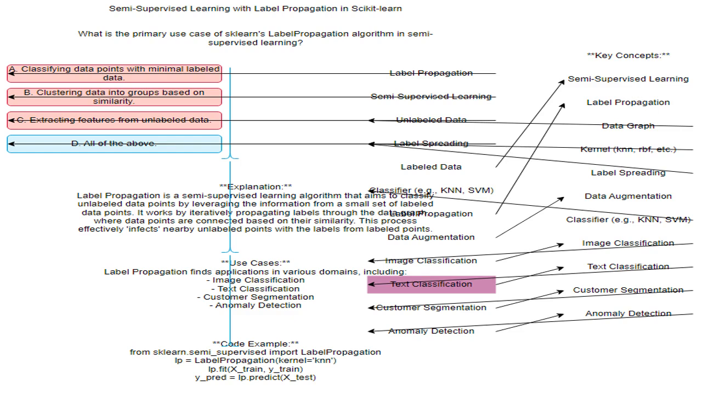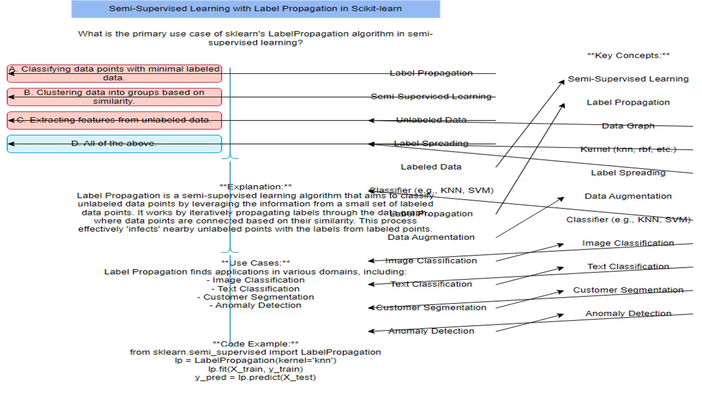False. Semi-supervised learning. While label propagation considers similarity between data points to propagate labels, its primary goal is not clustering. Clustering algorithms like k-means or DBSCAN group data based on similarity, but label propagation focuses on classification with limited labeled data.